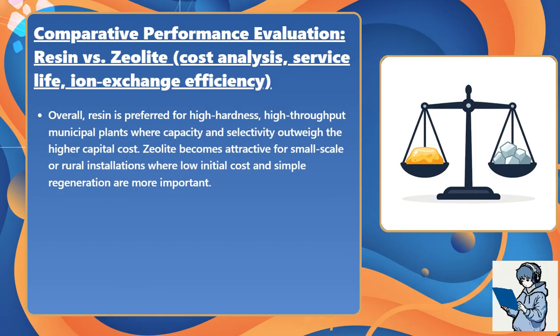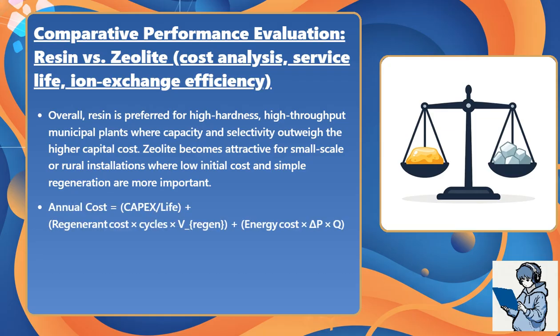Overall, resin is preferred for high hardness, high throughput municipal plants where capacity and selectivity outweigh the higher capital cost. Zeolite becomes attractive for small-scale or rural installations where low initial cost and simple regeneration are more important.